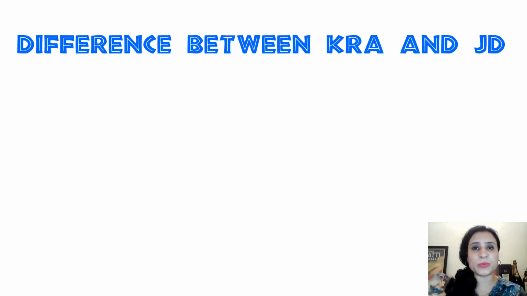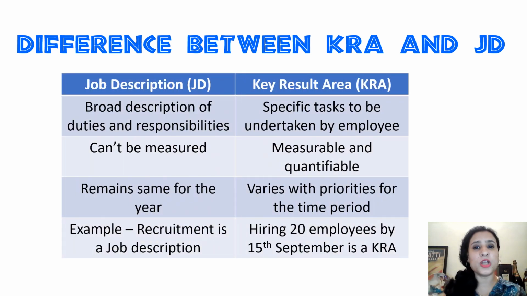Now, what is the difference between KRA and JD? So KRA is the key result area and JD is the job description. So job description gives the broad description of duties and responsibilities. For example, it could be recruitments, employee engagement, performance appraisal. And KRA is the specific task to be undertaken by employees. So as I've just given the example, you need to hire 10 people in the month of August or in the month of September. So that is a key result area.